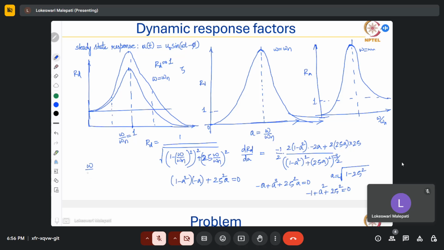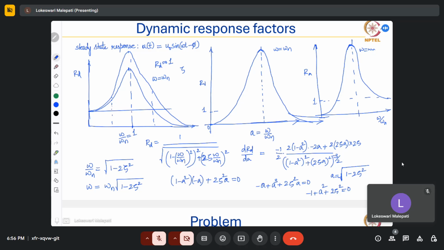So that means omega by omega n is equal to square root of 1 minus 2 zeta square. This will be the maximum because from these plots we can say that this plot only has one global maximum and no local minimas. So at omega is equal to omega n square root of 1 minus 2 zeta square, there will be a maximum response for RD. So this value will be slightly smaller than omega n. That's why we observe that this maximum is occurring at a value which is slightly left to this omega is equal to omega n.